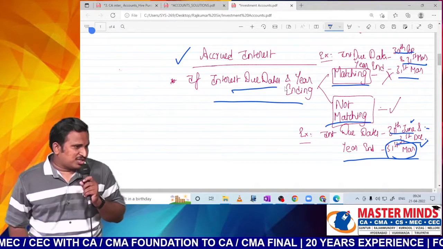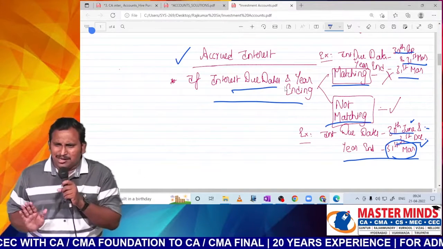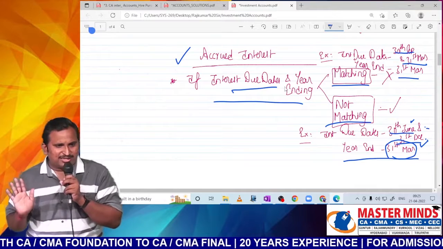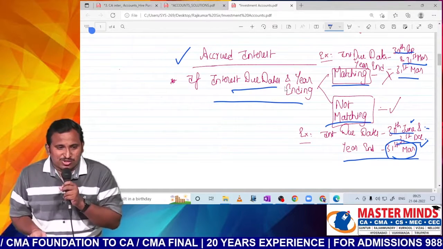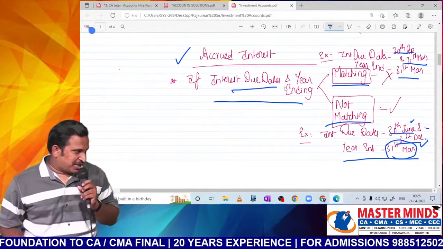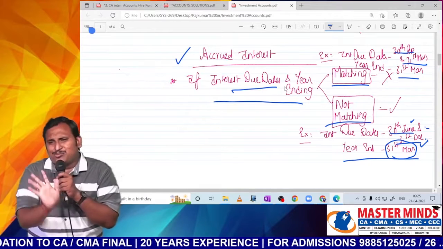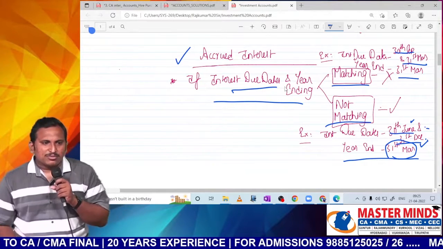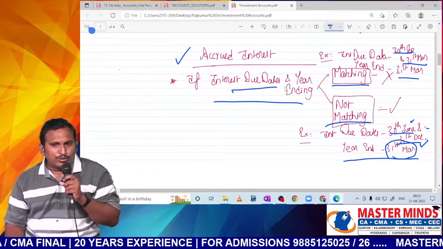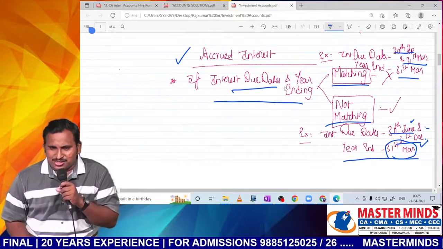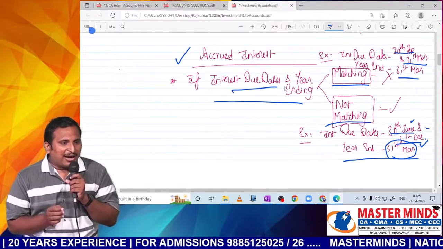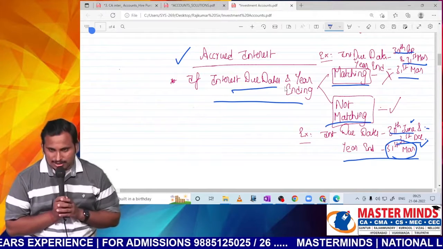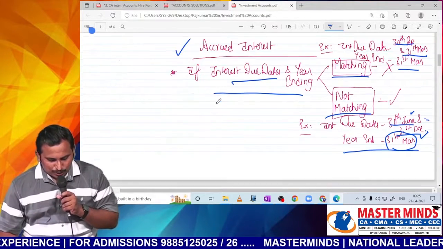How to compute, sir, interest? Once again, same. Last due date to the date of transaction. Here you are closing the books of accounts, hence till the 31st March. Usually for 3 months only you will book that accrued interest, because in all our questions interest due dates are given half yearly. Discussion clear? So this is what accrued interest, sir.